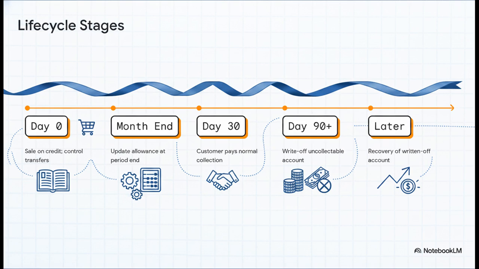Every single receivable goes through distinct stages, anchored by specific timing rules. It all kicks off with the sale, then moves to your period-end allowance updates, and then ideally ends with a normal, routine collection. But occasionally, things take a turn toward a write-off or maybe even a miraculous recovery down the road, and every single step has a strict protocol.